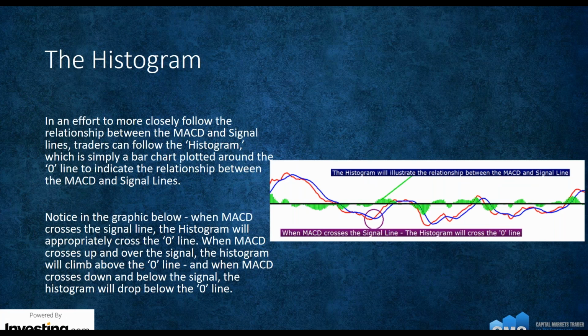So in an effort to more closely follow the relationship between the MACD and the signal lines, traders can follow the histogram, which is simply a bar chart plotted around the zero line to indicate the relationship between the MACD and the signal line. Okay.